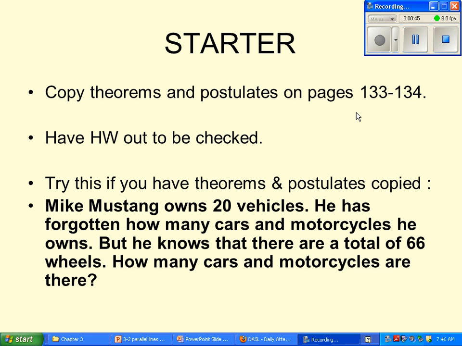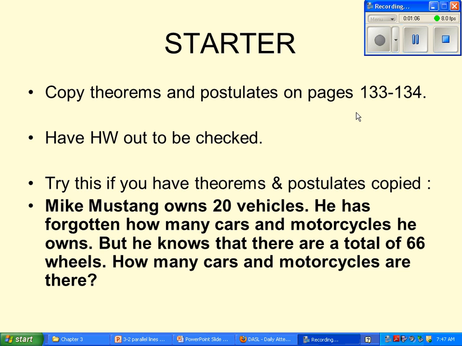All right, so make sure at some point you got theorems, postulates again. Page 133, 134, that's just telling you what page they're on. Go to the back of the book and copy them. It's so much easier. All right. We're going to do all of chapter 3, theorems and postulates at some point. So if you got time, get in there and do some of those at some point.